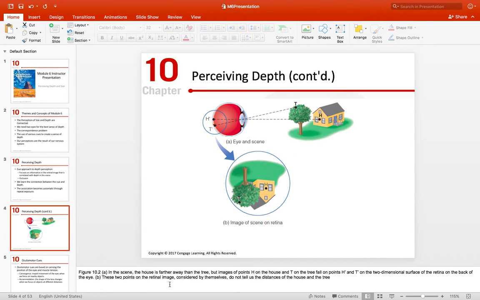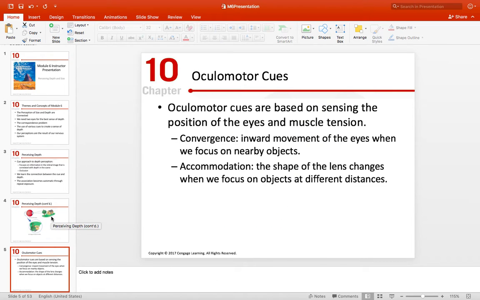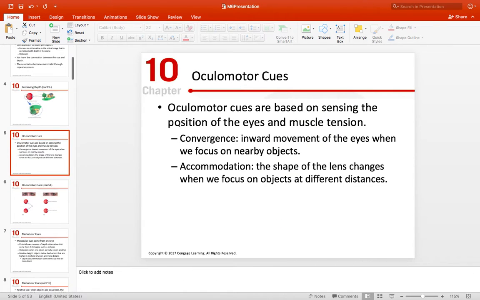Here you can see an example. The point here is that this two-dimensional image alone does not really convey a sense of depth. So somehow our brain, our mind, has to figure this out. The image on the retina alone is not sufficient. We go through various cues, and then there's oculomotor, which includes convergence and accommodation. These are cues based on the positioning of our eyes, muscle tension of the eyes, and so forth.